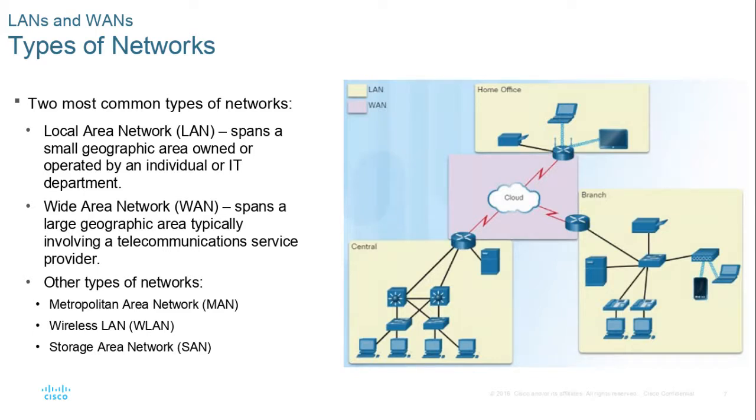Some other types of networks he lists here. A metropolitan area network is a technology available in most thickly settled areas like the Dallas-Fort Worth area. This is a technology that allows you to connect your campuses together in a more simplified fashion, using Ethernet connections instead of having to use more complicated serial ports on routers.